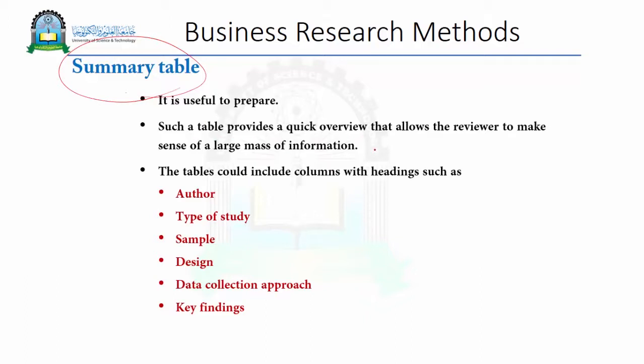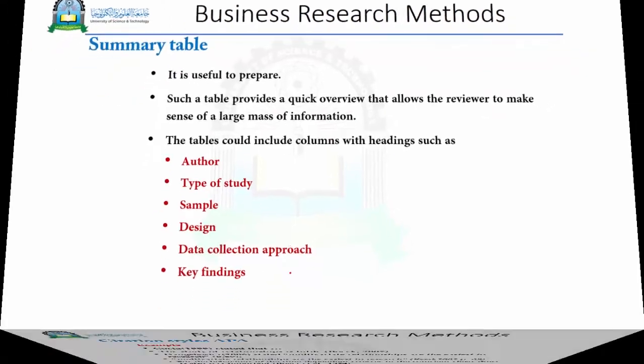Such a table provides a quick overview that allows the reviewer to make sense of a mass of literature information. The table could include columns with headings such as author, type of study, sample, design, data collection approach, and the key findings. These are the main or the key information needed by the reviewer of the literature.